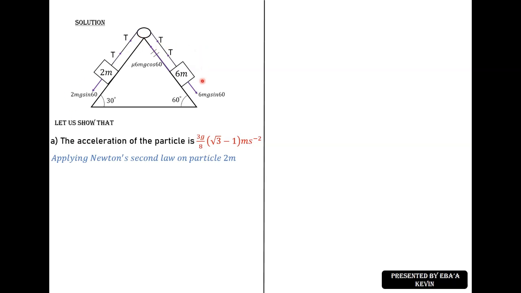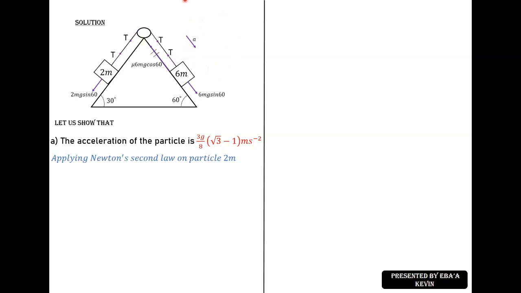First, indicating the acceleration of our system. The acceleration of our system is pointing in the direction of the 6m mass, that is, the direction towards which particle B is going to be moving. That is the acceleration. We are going to consider the acceleration pointing in this direction.